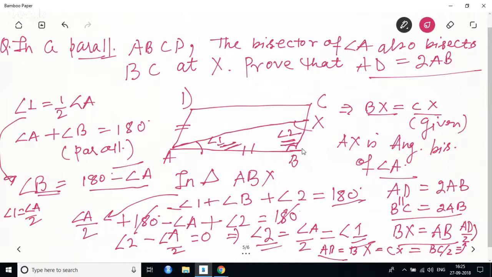And now there has been a relationship. So you can prove that this BX is equal to AB, and you add BX plus CX. So it means that BC by 2 is equal to AB, or BC is equal to 2AB, or AD is equal to 2AB. So that's how you can solve the question.